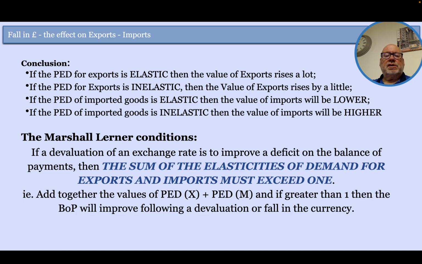And what Marshall and Lerner came up with is this idea that if a devaluation is going to improve the deficit, the sum of the elasticities of demand must exceed 1. Okay, that simply means take the PED of exports, add the PED of imports. If it's greater than 1, the balance of payments is going to improve when there's a fall in the value of the currency. Okay, and that's what you need to be able to quote in the exam.